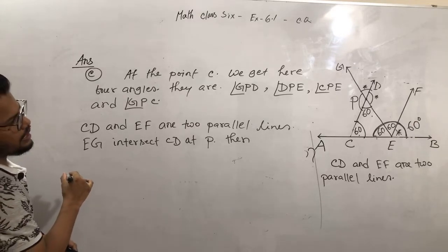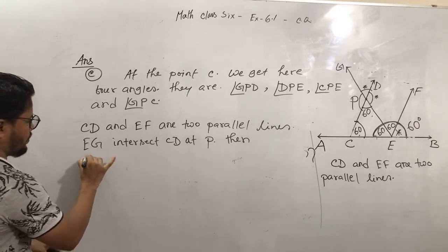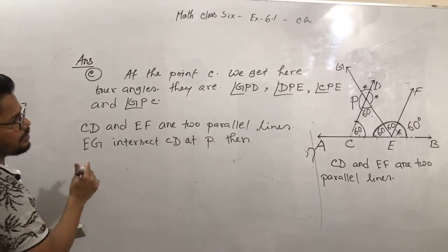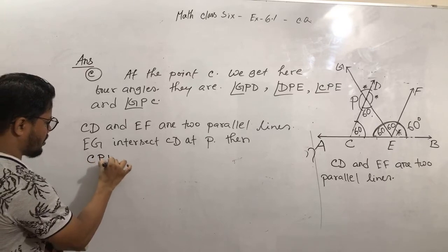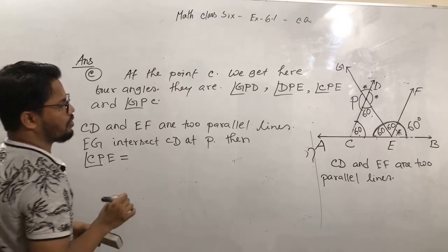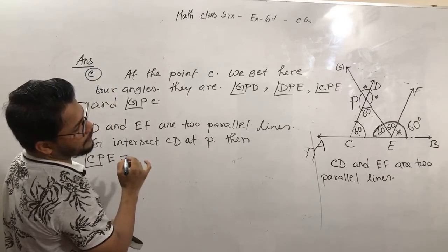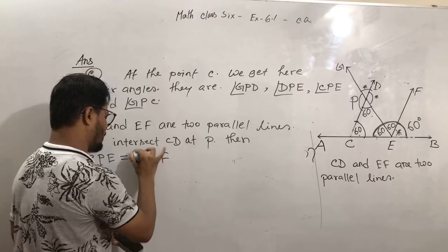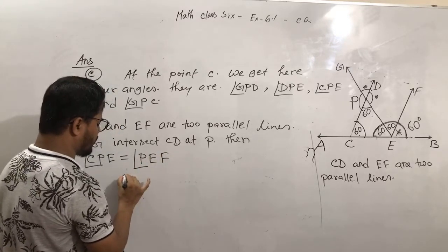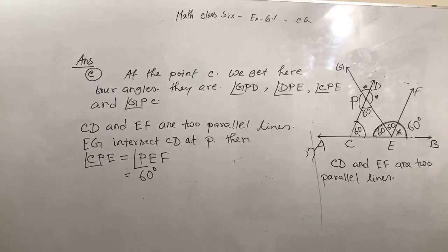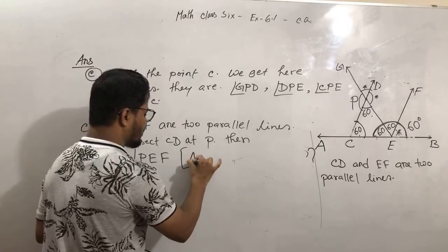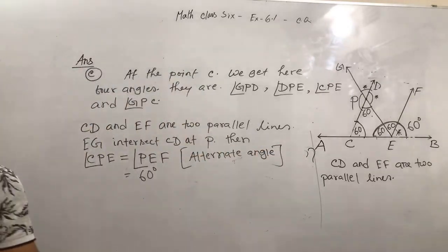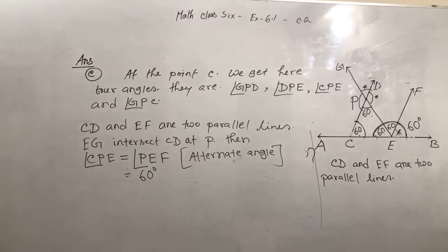then PEF angle, or we can write here CPE angle equals PEF, which equals, and this angle value is 60 degrees, so that's why this one will be 60 degrees. You can write here alternate angles. So I think, is there any problem?